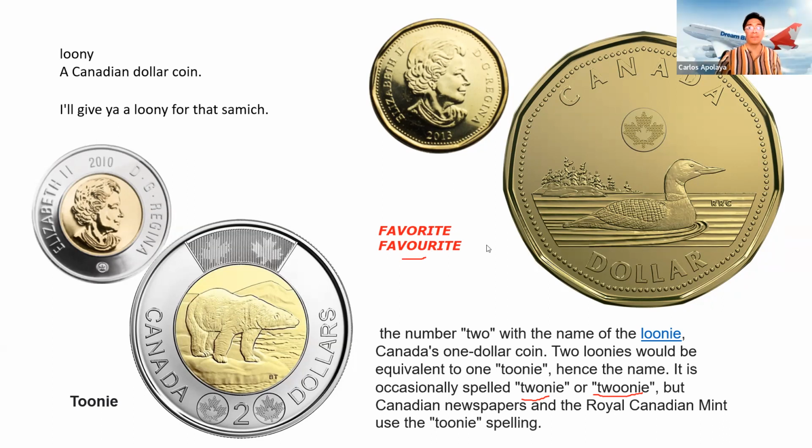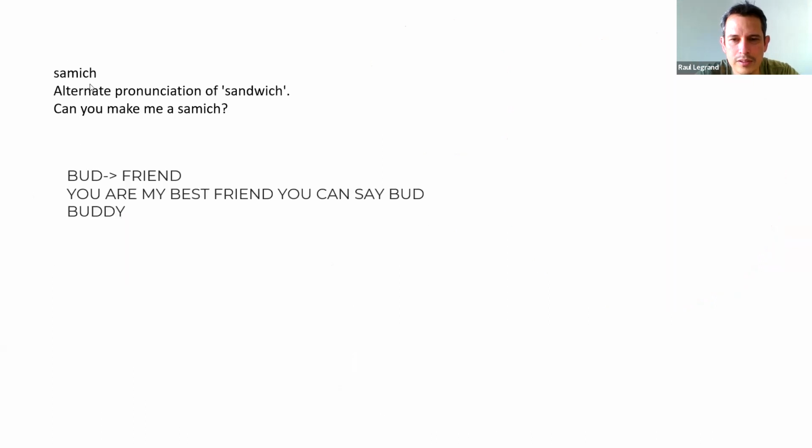Loonie, toonie. Favorite. Sandwich. Well, I wrote it. Alternate pronunciation of a sandwich. Can you make me a sandwich? Just in Canada, of course. If you go to, for example, the US, they don't understand the word. It's like, for example, in Peru, they say causa, friend. But if you go to Chile, what is causa? They don't understand.